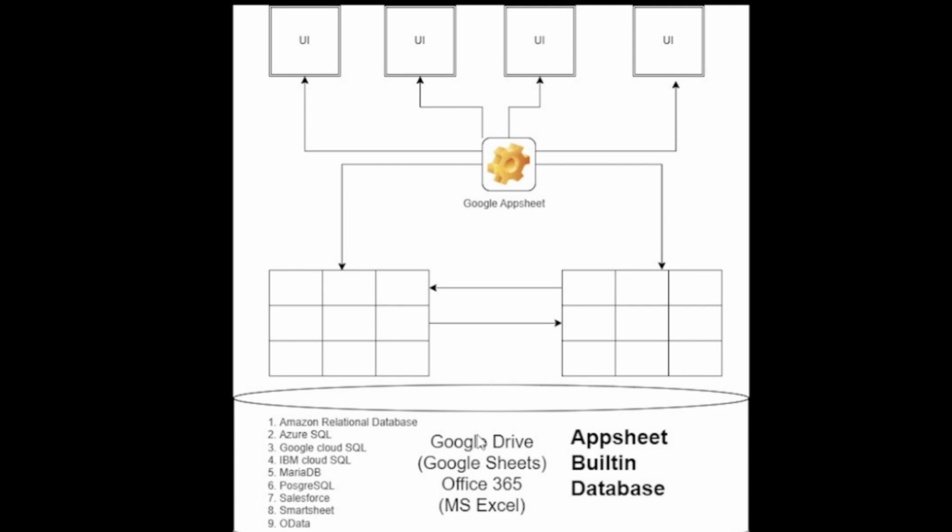Google AppSheet by default is connected to Google Drive and Google Sheets. Another plus is that Google AppSheet can also be integrated with Microsoft Excel and Microsoft Office 365. AppSheet has its own built-in database, but we will use Google Drive and Google Sheets, because the data we collect from our app will be easily accessible in Google Sheets, and we will do analysis on it.